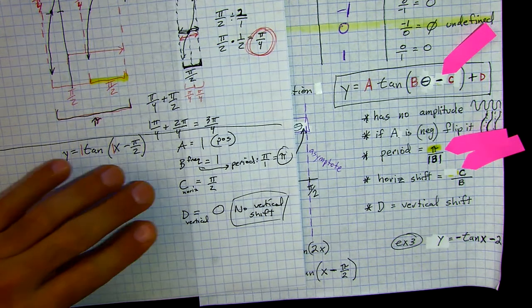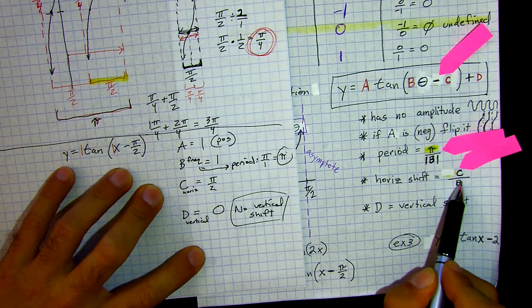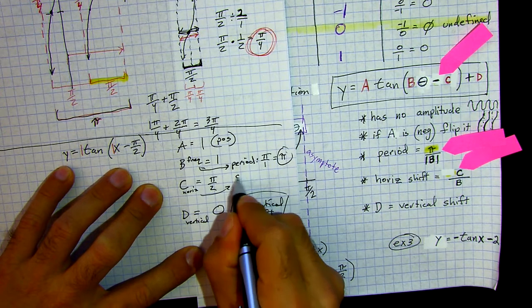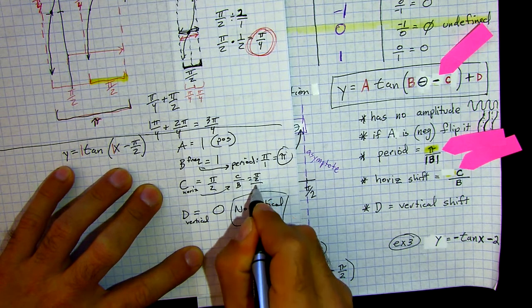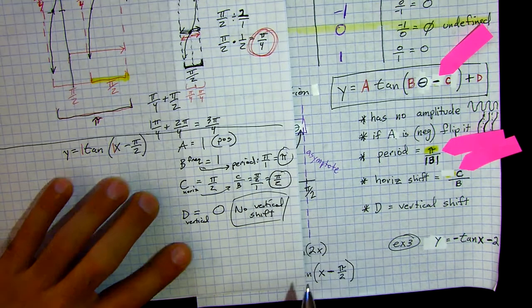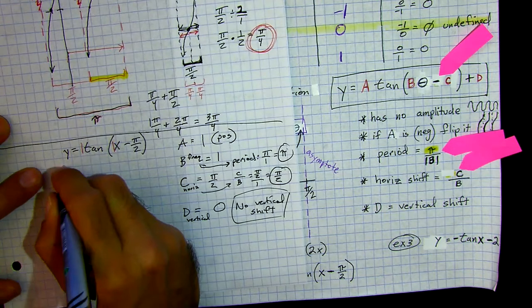All right, and then let's find our horizontal shift. To do so, we take our C value and divide it by B. C divided by B is pi over 2 divided by 1. That's just pi over 2. Okay. So we also have our horizontal shift. Positive pi over 2. Okay. Now let's go over here and get ready to graph it.